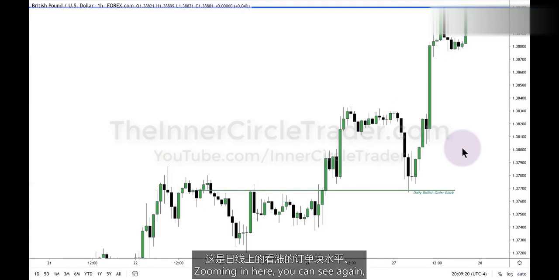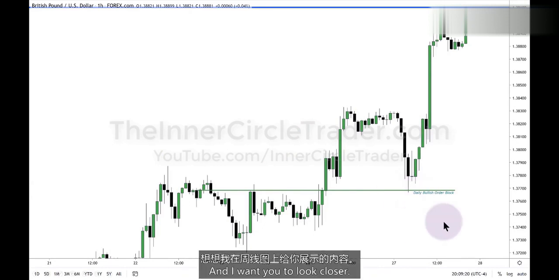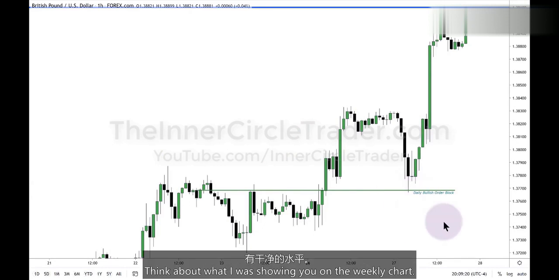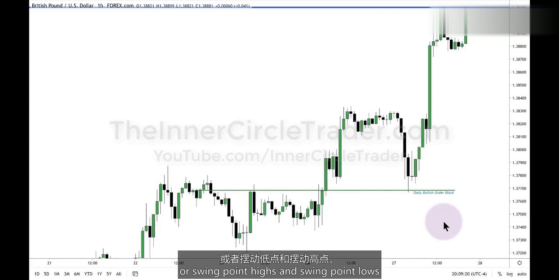Zooming in here, you can see again, this is the daily bullish order block level. And I want you to look closer. Think about what I was showing you on the weekly chart. Those clean levels, well, there's singular candle lows and highs, or swing point highs and swing point lows, or swing lows and swing highs, depending on how you want to say it. They have stops above and below those as well.